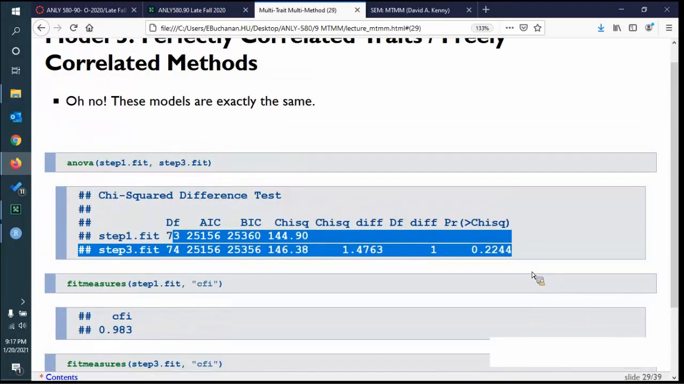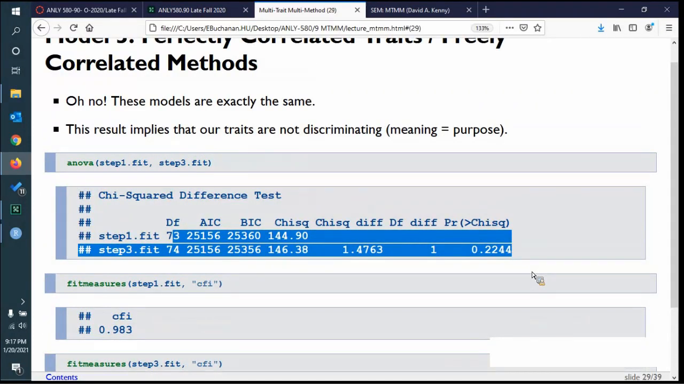So what does that tell me? Our traits in this example are not discriminating. Meaning and purpose are the same. So with this result, if I decide to collapse and say, okay, it's one measurement, I cannot really do a multi-trait model anymore because it's multi-trait for a reason. And so I'd have to go back to the drawing board and think about what this latent variable actually is.